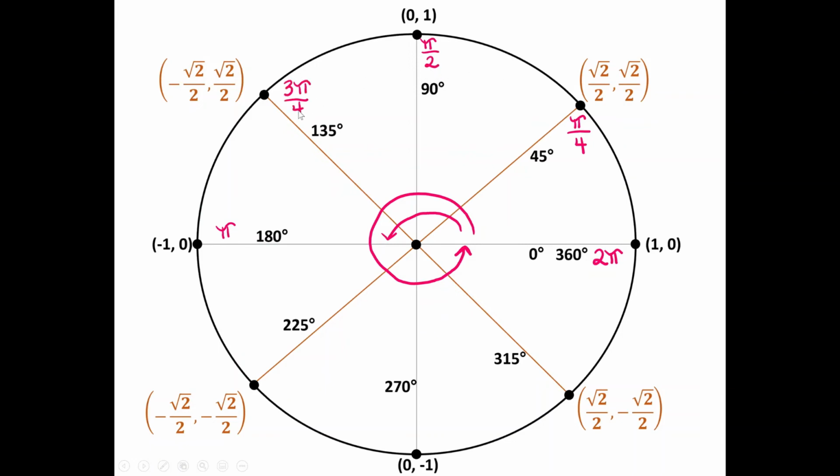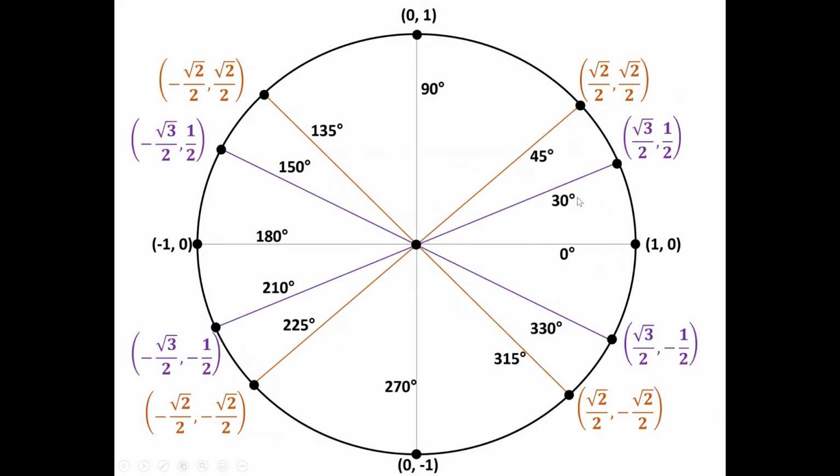Here's 3 pi over 4, 4 pi over 4 is pi, 5 pi over 4 here, 6 pi over 4 simplifies to 3 pi over 2, 7 pi over 4 is 315 degrees, and then we've got 2 pi. So that's those radian measures on the coordinate plane now, so we've added some radian measures.